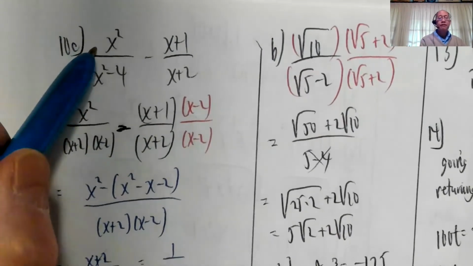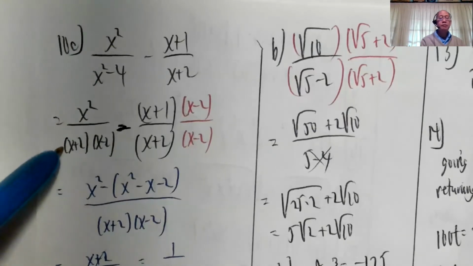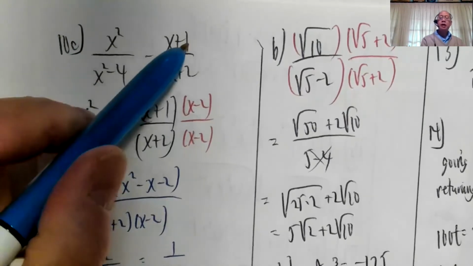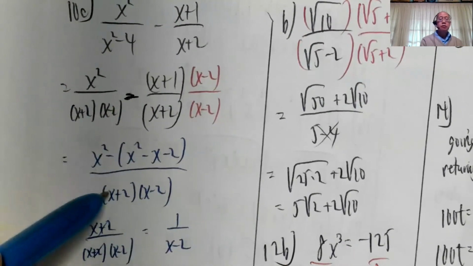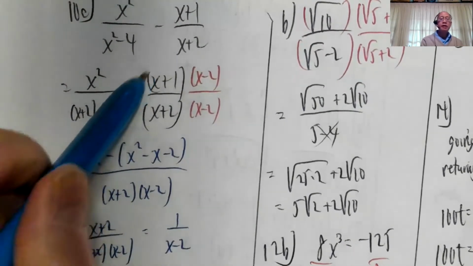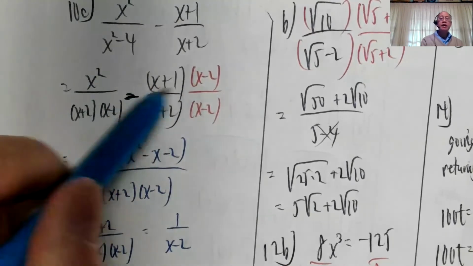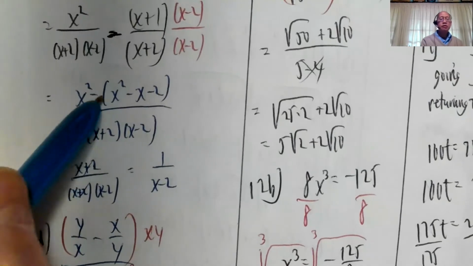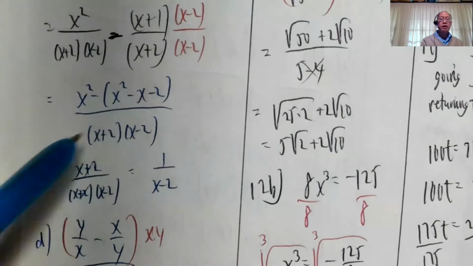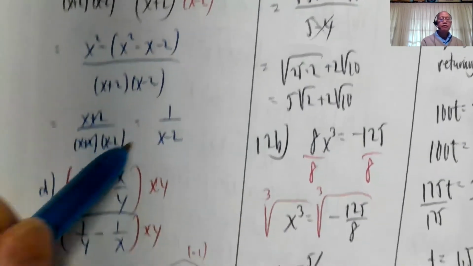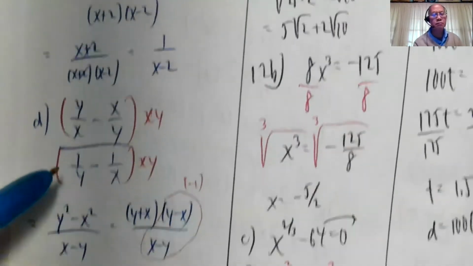10c, factor this into x squared over (x plus 2)(x minus 2), then get a common denominator. So multiply this side by x minus 2 over x minus 2. So this is the common denominator, x squared minus (x squared minus 2x plus x is a minus x minus 2). Distribute. The x squareds cancel out and you have a negative x is positive x, negative 2 is positive 2. x plus 2 cancels out, final answer 1 over x minus 2.